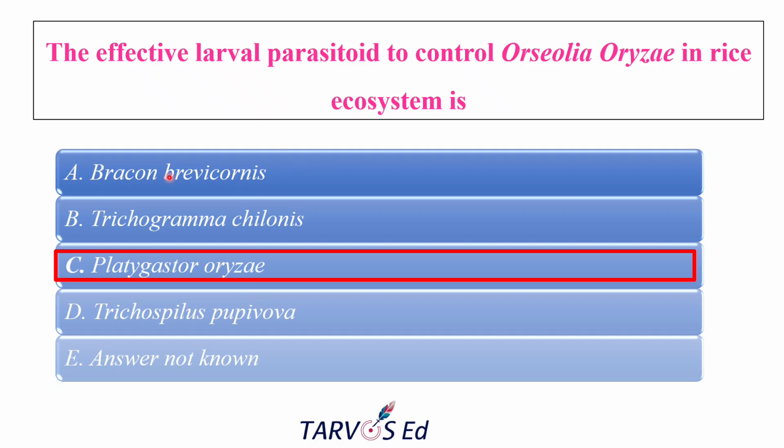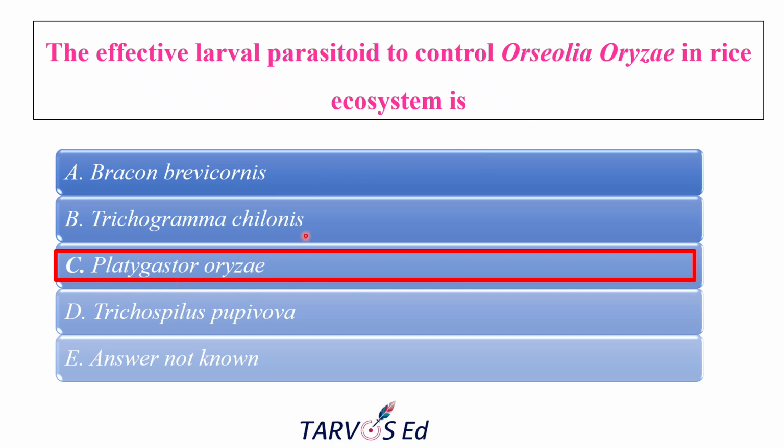Bracon brevicornis is a larval ectoparasitoid. Ecto means it will lay the eggs on the larva, not inside. It attacks most Lepidopteran larvae like Opisina, Helicoverpa and Spodoptera, and is not used for the gall midge. Gall midge is usually a dipteran. Okay, gall midge is a fly. So this Bracon brevicornis doesn't target the fly.